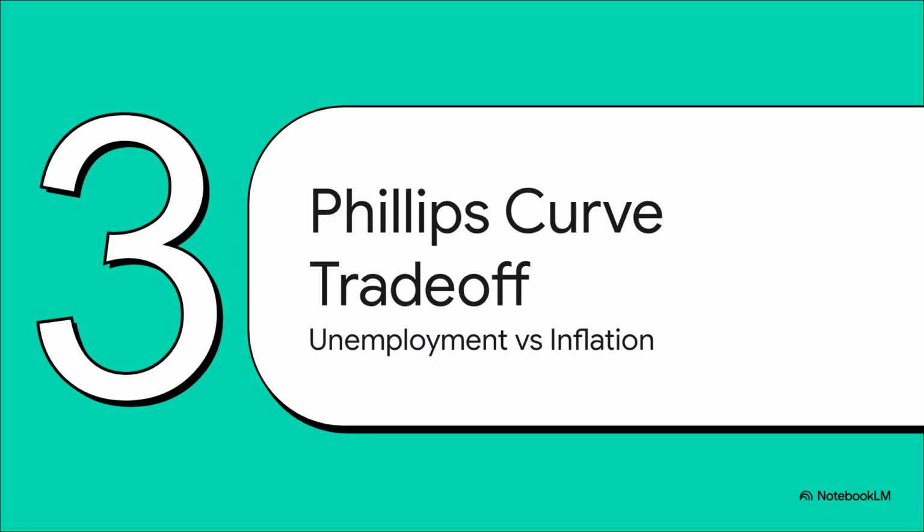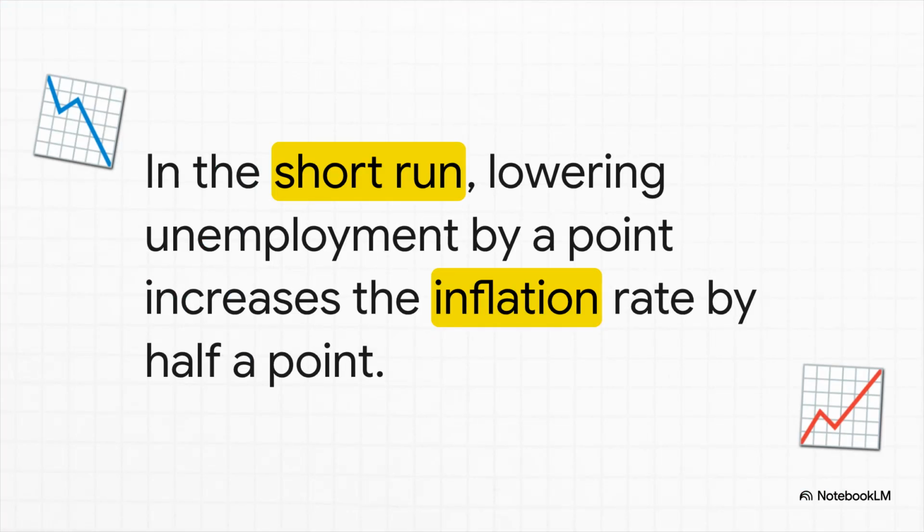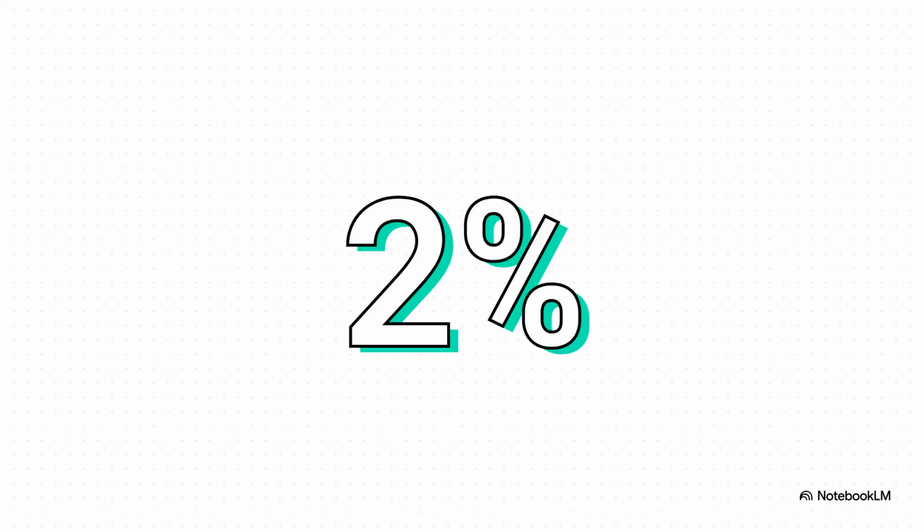Okay, Section 3, the Phillips curve trade-off. Back in 1958, an economist named A.W. Phillips, who, fun fact, actually started his career as a crocodile hunter and engineer, published this massive study on wage behavior. He found a strict inverse relationship between unemployment and inflation. And honestly, it felt like a cheat code for policymakers. It meant that in the short run, buying a full-point drop in unemployment only really cost about half a point of inflation.